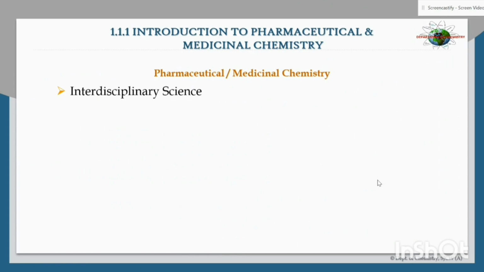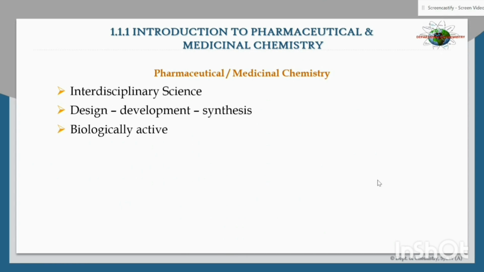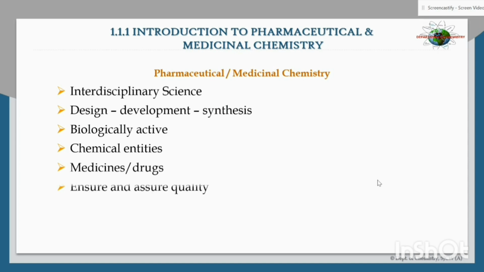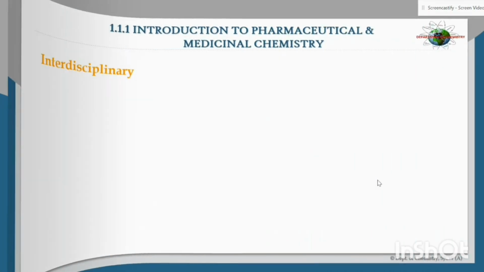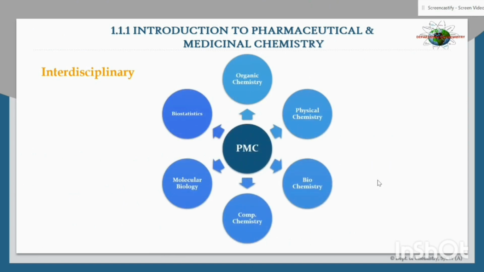Pharmaceutical and medicinal chemistry is an interdisciplinary science which involves the design, development, synthesis, and bioassay of biologically active chemical entities which can be used as medicines or drugs. It also deals with ensuring and assuring their quality as well as safety. This multidisciplinary science includes concepts and applications of organic chemistry, physical chemistry, biochemistry, computational chemistry, molecular biology, and biostatistics.